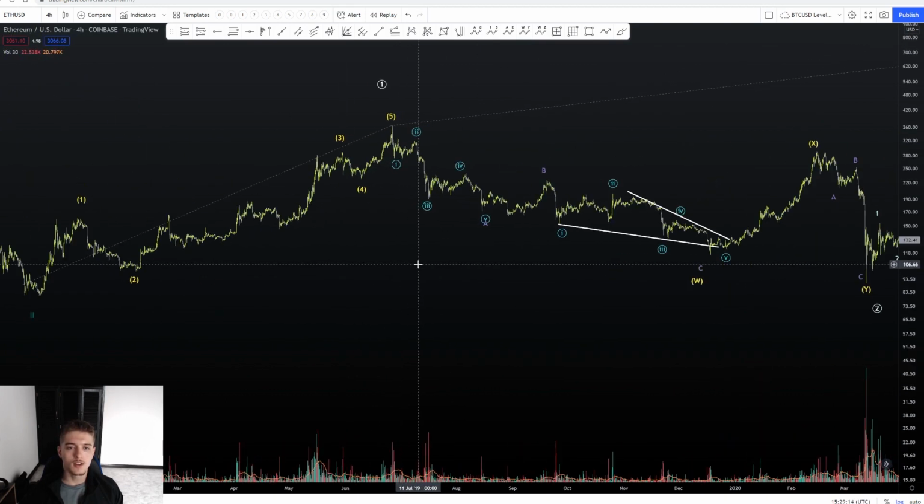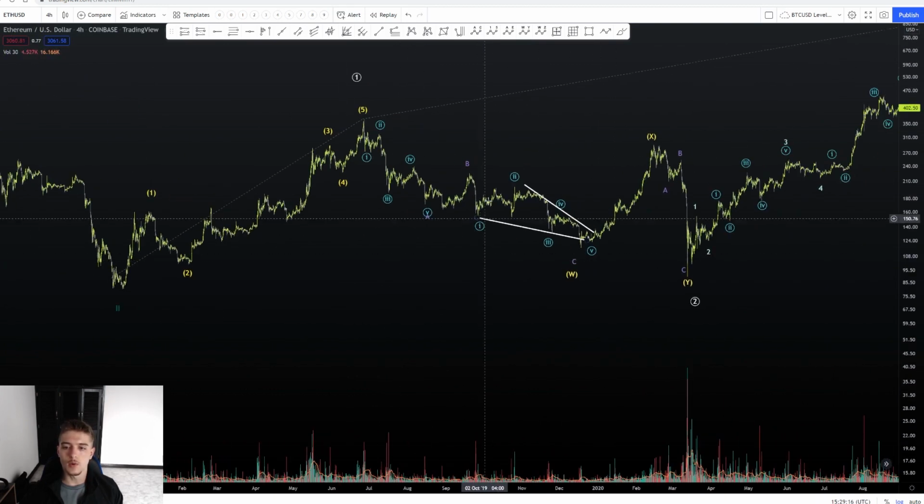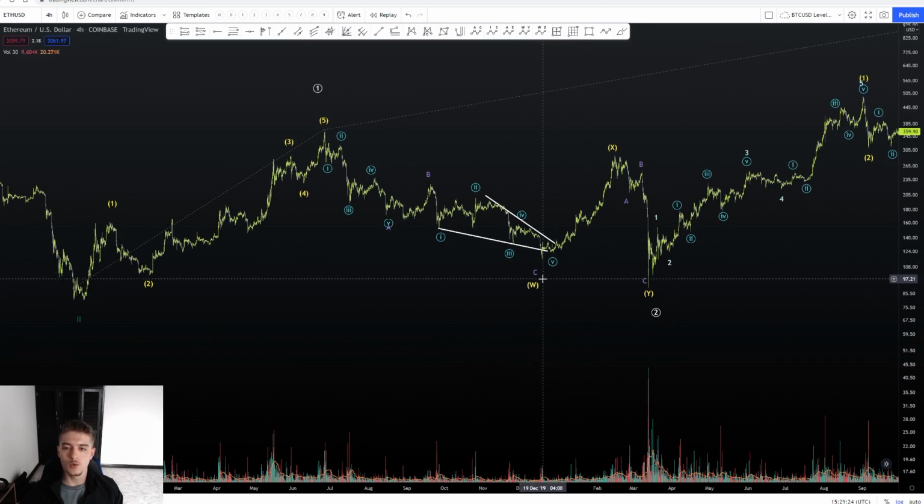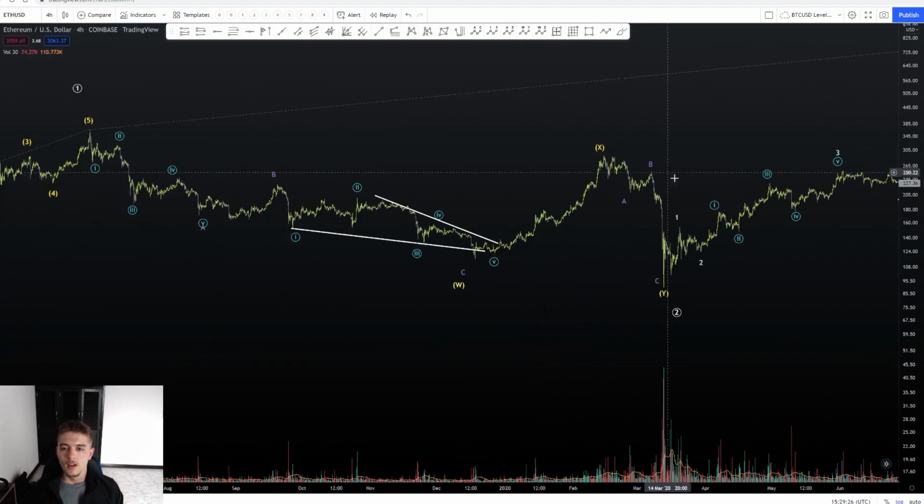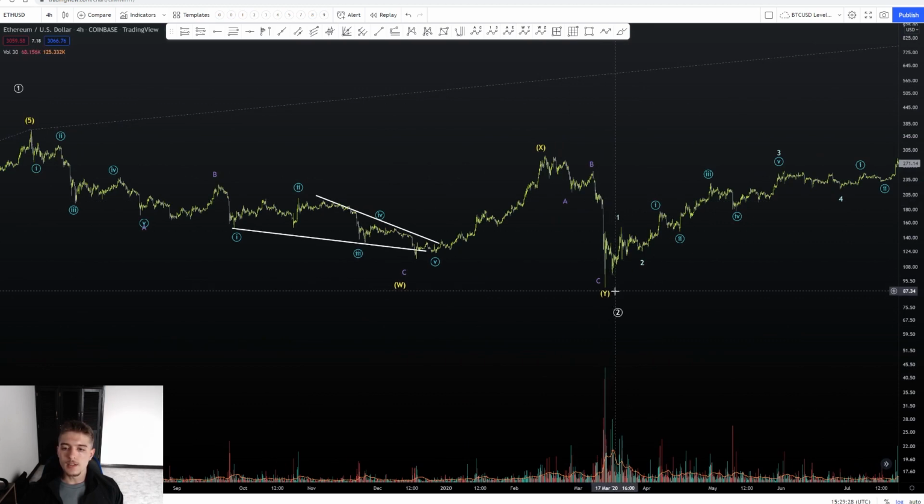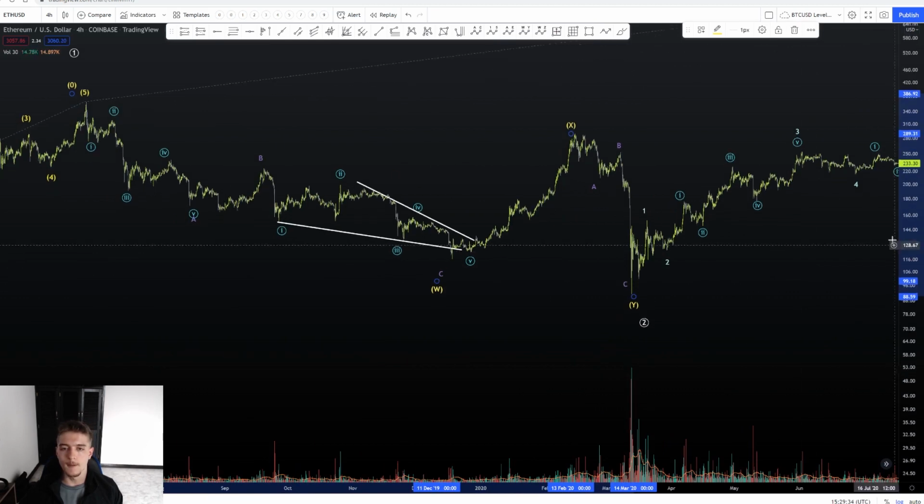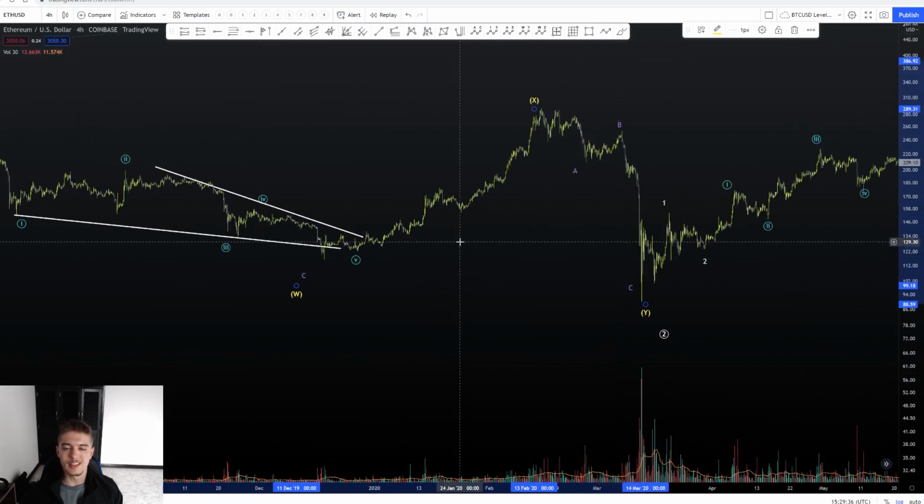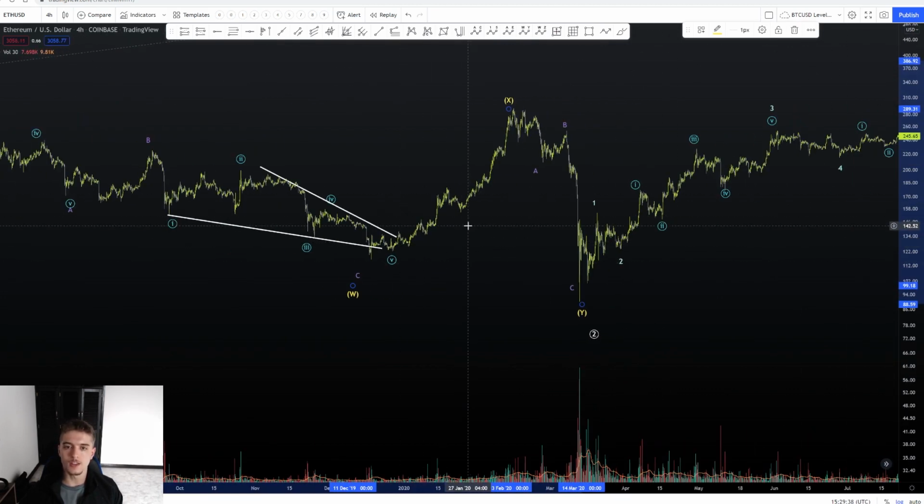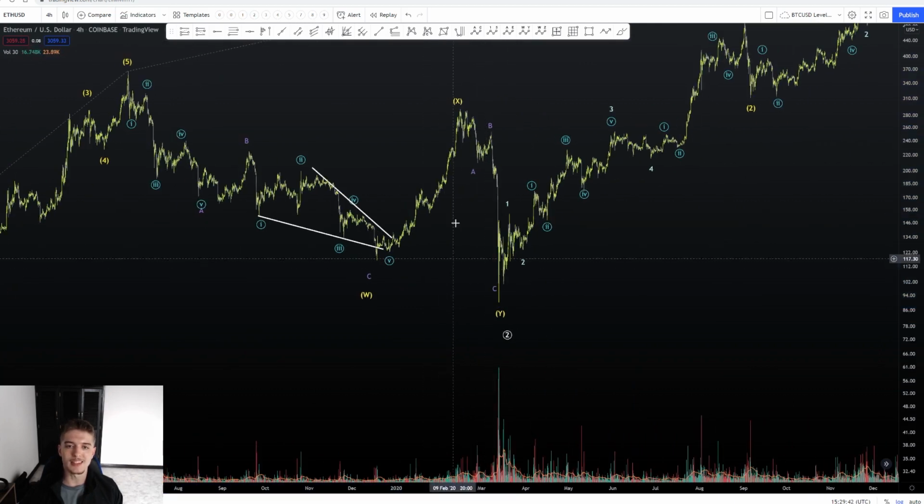But then moving on, we're calling this a WXY for wave 2. This would be an ABC for a zigzag down. This would be a wave X, which would be an ABC. And this would also be a very sharp ABC for the wave Y. That's really the best way you could count this WXY because they don't really make perfect zigzags. They're really sharp, so they look like impulse waves, but you can't really call them impulse waves if this is a WXY.